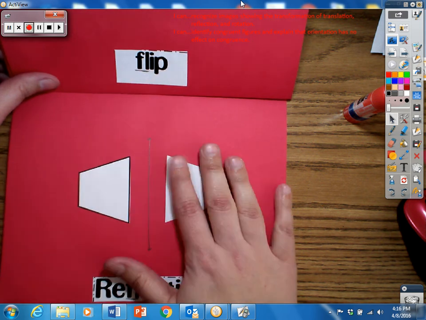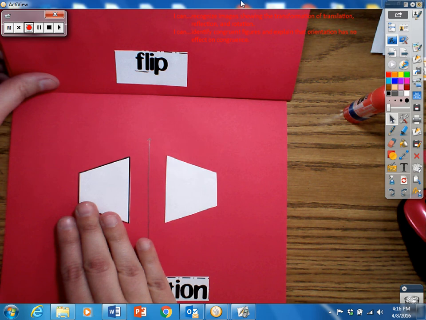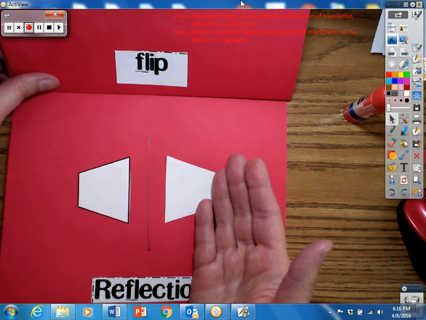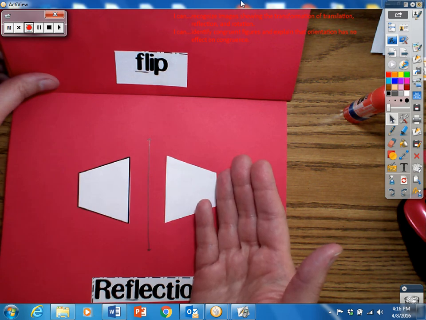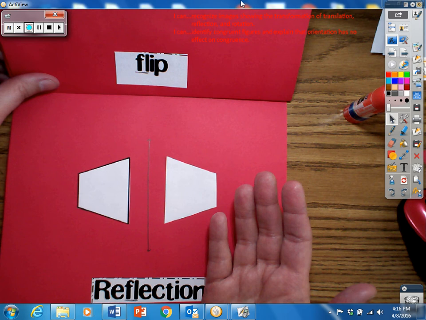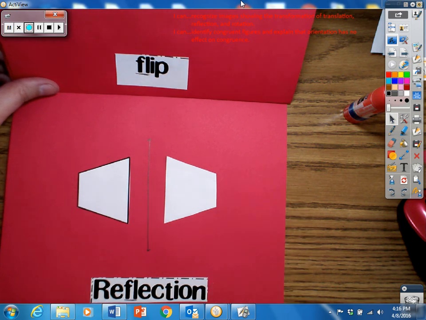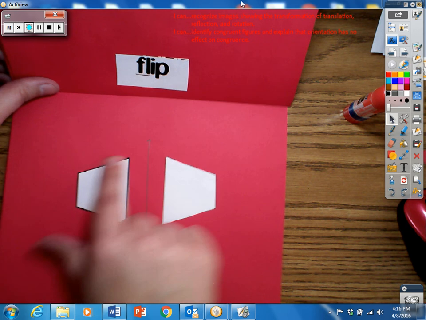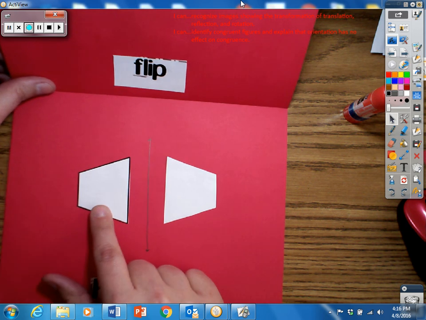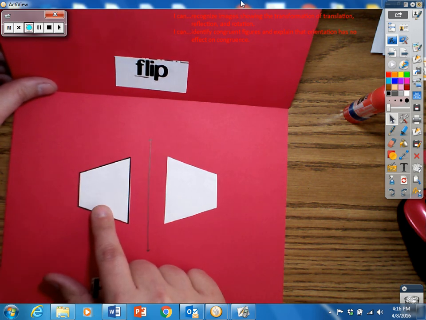A reflection is when one figure reflects over a line, and as we know, a reflection often means we're flipping the figure around. If you look in the mirror, you are looking at the opposite of what you actually are. So I put my trapezoid in an orientation that would allow you to show the flip.